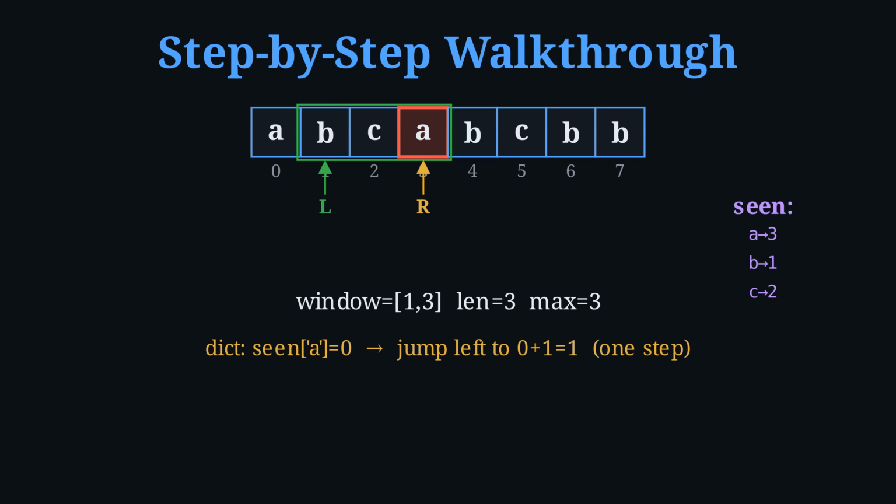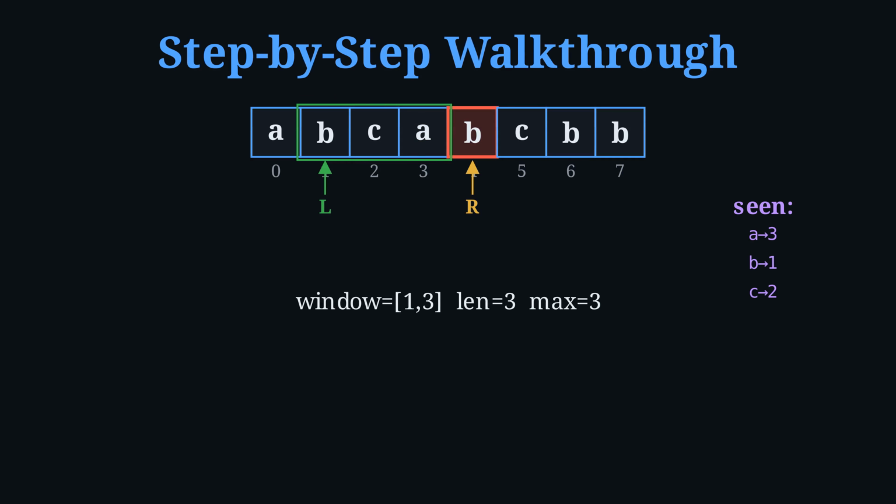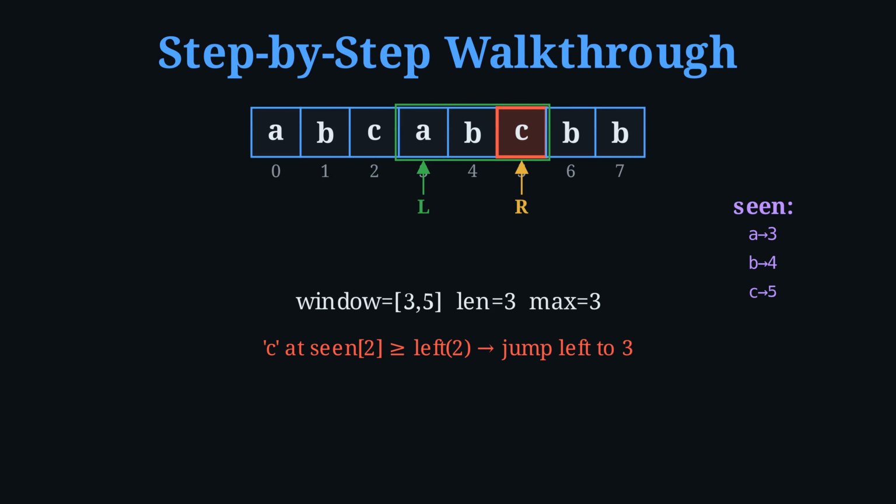This is where the hashmap earns its cost. A set would tell you A is present. You would crawl left one step at a time until the window was clean. The dict tells you A was at index 0, so you jump. Left equals 0 plus 1 equals 1. One operation instead of potentially many. Window is now 1 to 3, still length 3. We write seen[A] equals 3 to keep the entry current for future collisions.